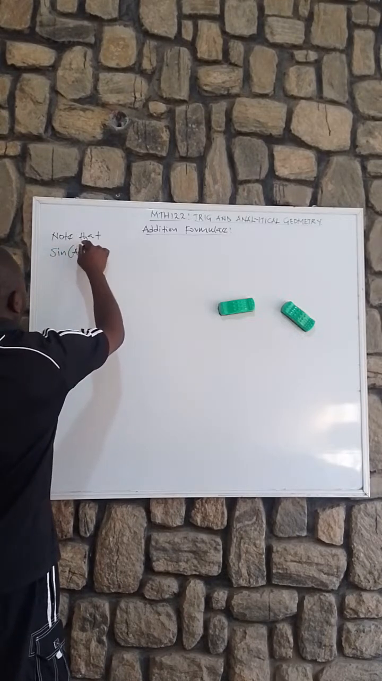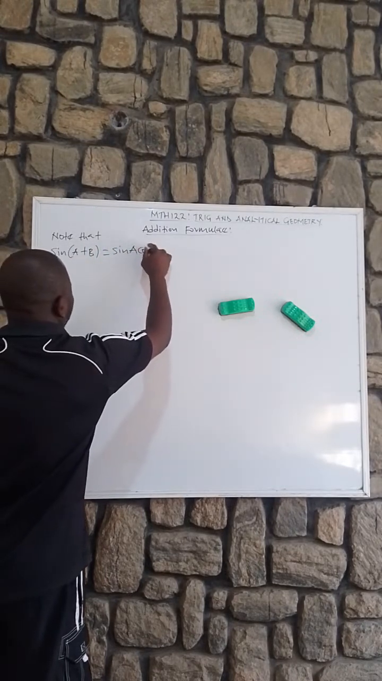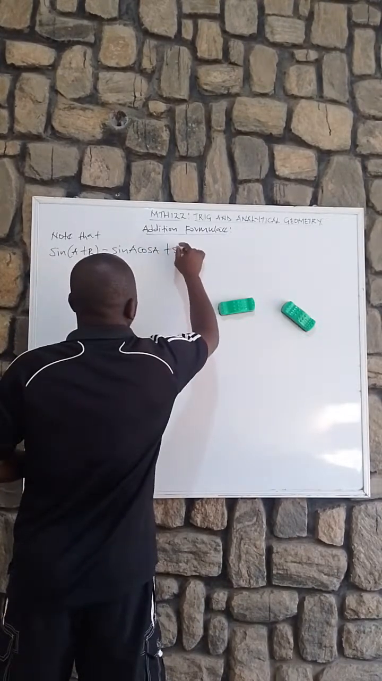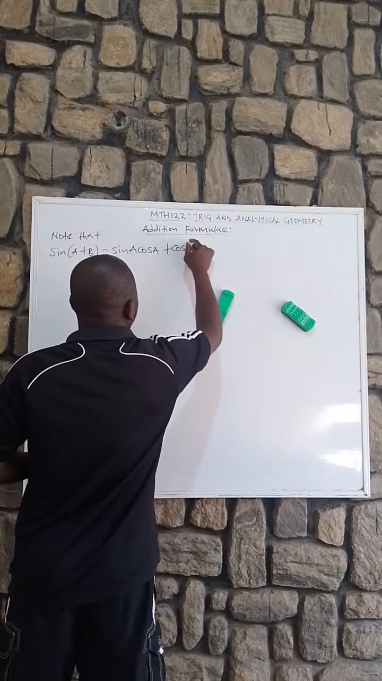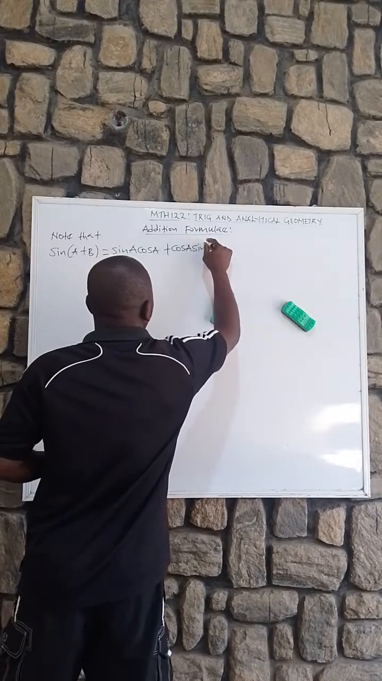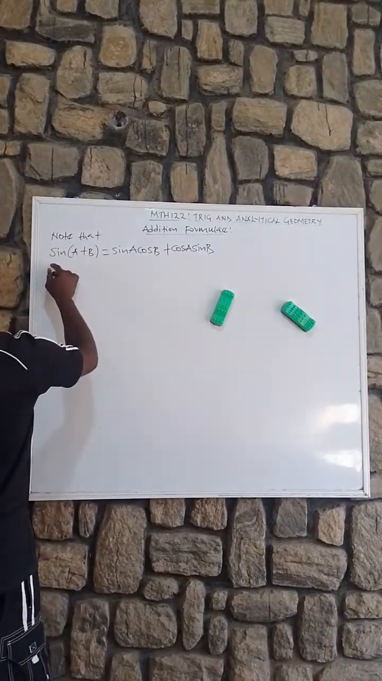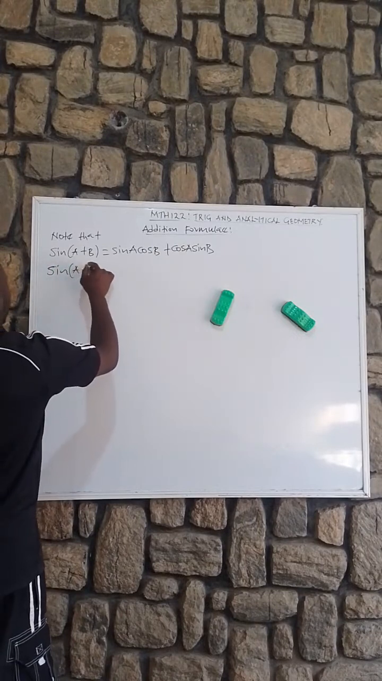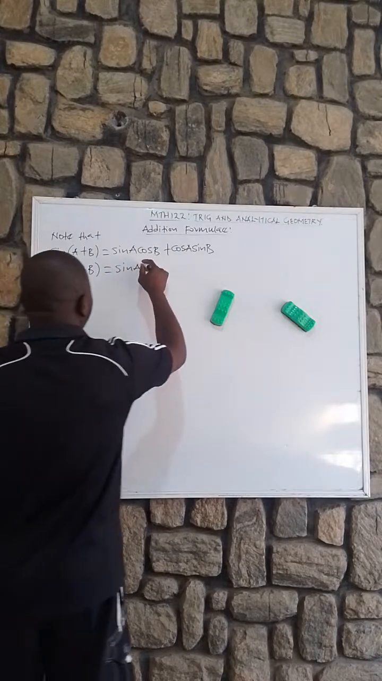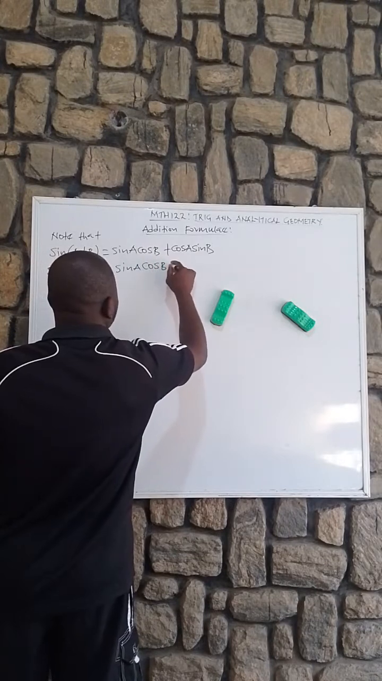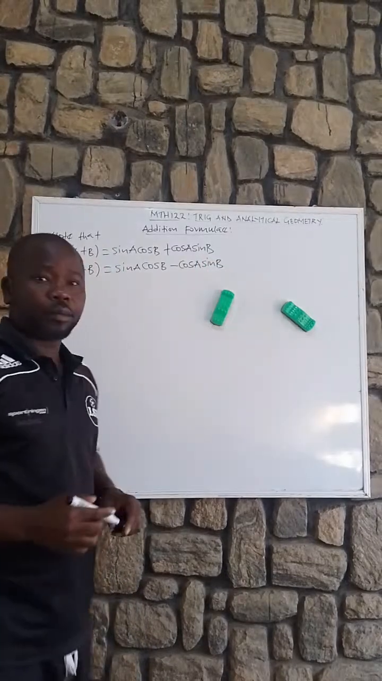sine A plus B is equal to sine A cos B plus cos A sine B. Sorry, this is B. Likewise, sine open bracket A minus B is equal to sine A cos B minus cos A sine B. Am I right? Is that clear?